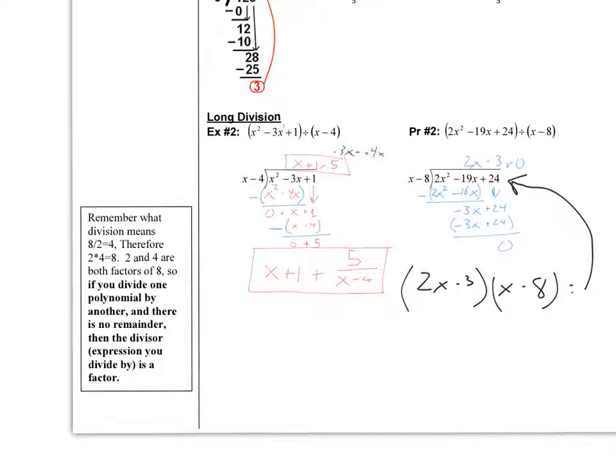And we can check that. We can do the box method. We did this last video. We could say, okay, what is 2x minus 3 times x minus 8?